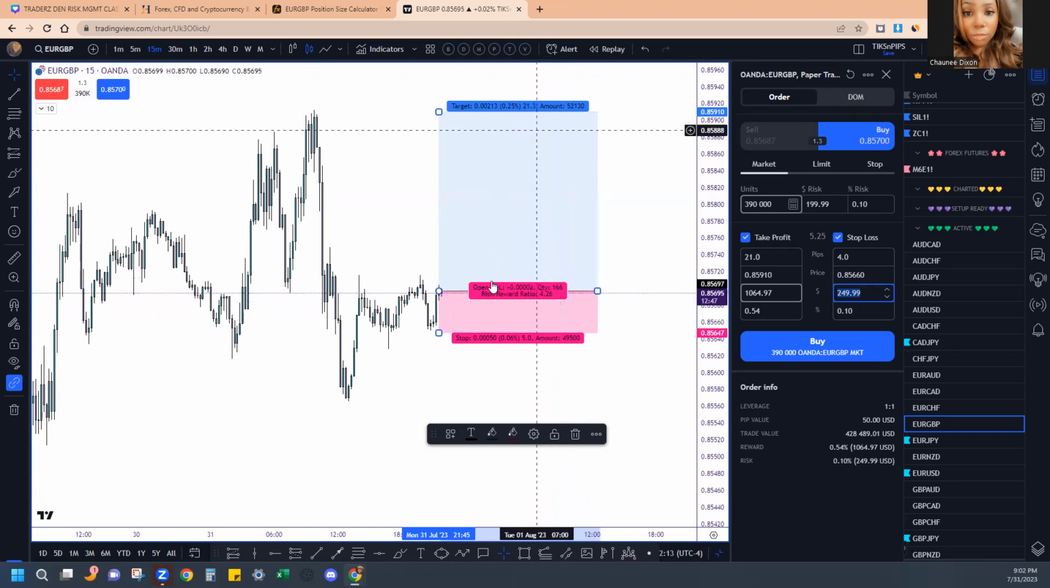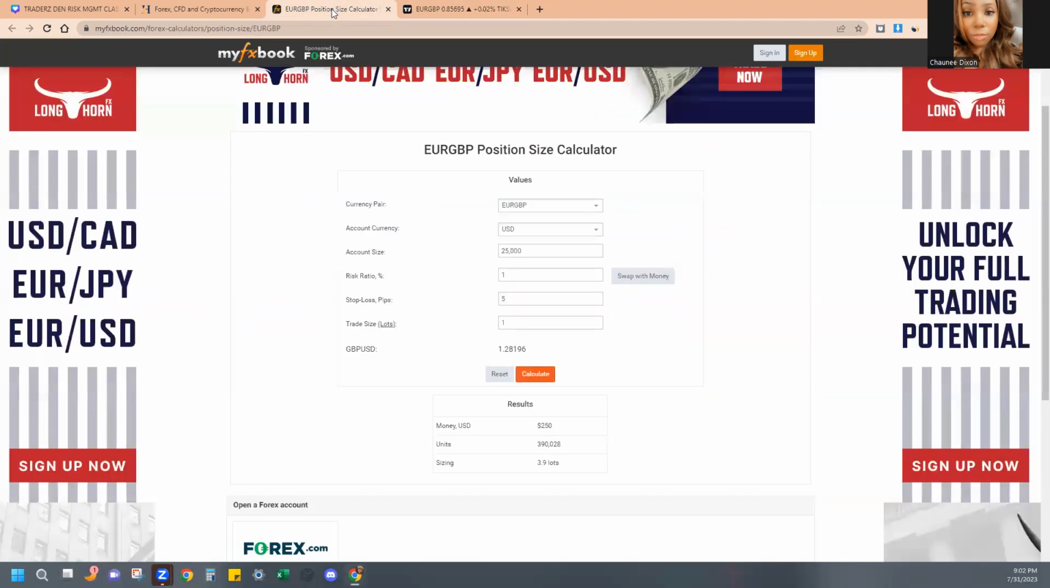Once we have all that information, I went to the position size calculator and plugged all that in. So we have our account size, and how much we want to risk. 1% is recommended. Our stop loss in pips, which was 5. And then this will always stay 1.